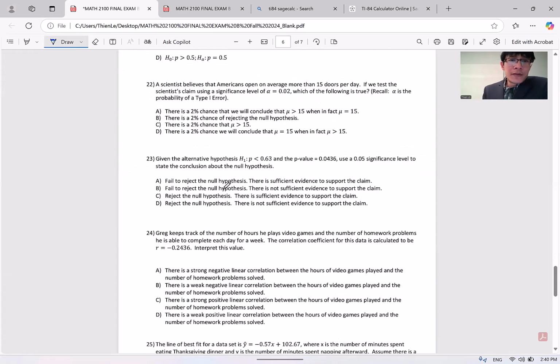A scientist believes that Americans open the door on average more than 15 times per day, okay? More than 15. So here we look at mu. The testing problem is HA: mu, the average number of times they open the door, is more than 15, versus H naught: mu equals 15. If we test the scientist's claim using significance level 0.02, which of the following is true?